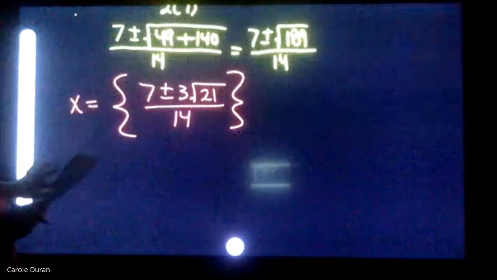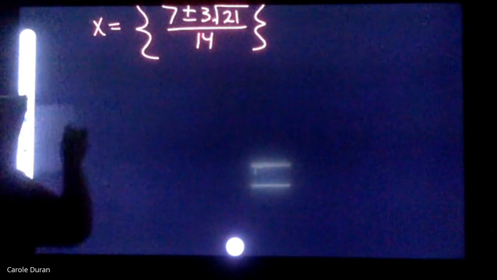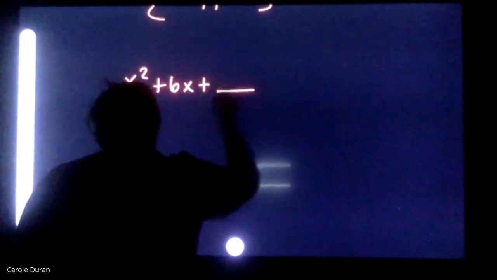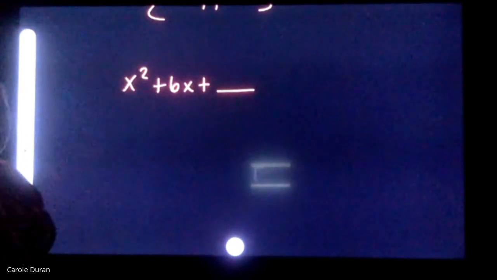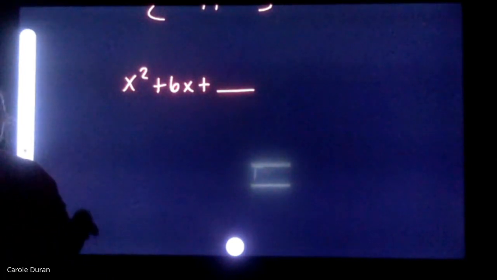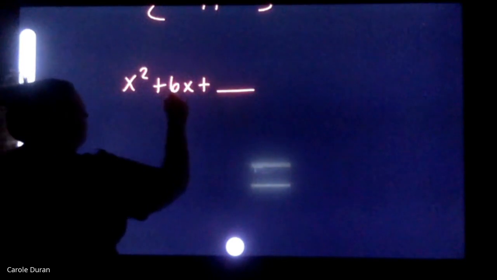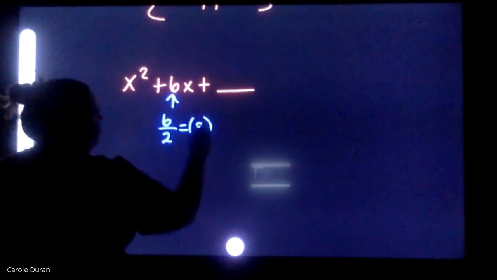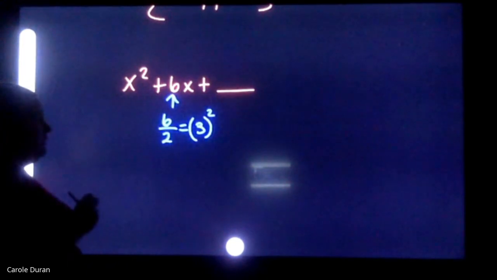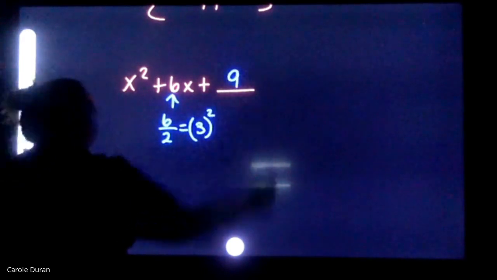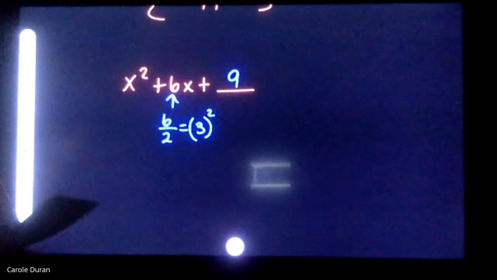For number 35, it wants us to find the value that completes the square. So it gives me x squared plus 6x plus, and then it gives me a blank. Remember, when we're completing the square, I want to create a quadratic that's going to factor beautifully into the same thing twice. So when we do that, we go to this middle term, we divide it in half, and then whatever answer we get, we square. Okay? So I do 6 divided by 2 is 3. 3 squared is 9. So I need to put a 9 there.